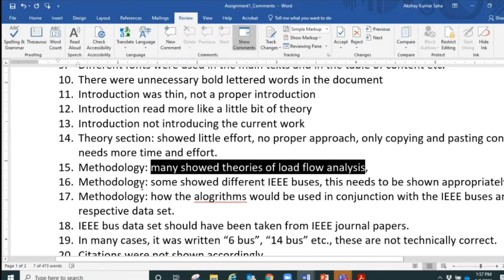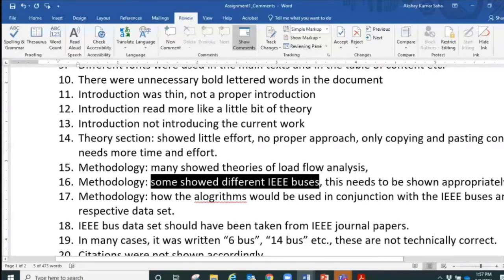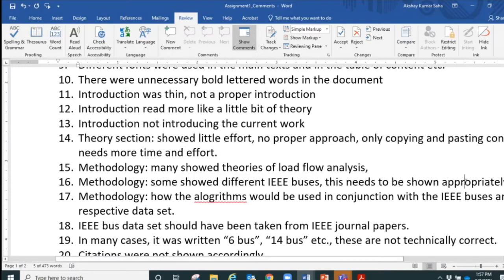The methodology is how we are going to utilize the methods to do the study. In this case, it's the simulation study. Some of you showed different IEEE buses, meaning copying and pasting of figures with few words either above or below the figure. And many did not even bother writing a word or two, just copied and pasted figures: 6 bars, 14 bars, and 30 bars. That's not acceptable. It just demonstrates our laziness in the report. So this needs to be shown appropriately.